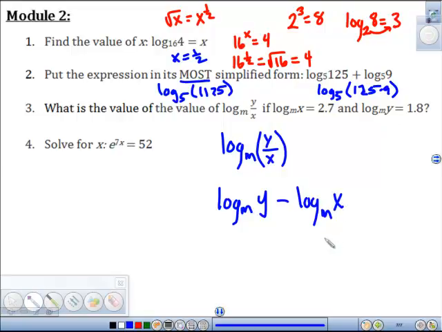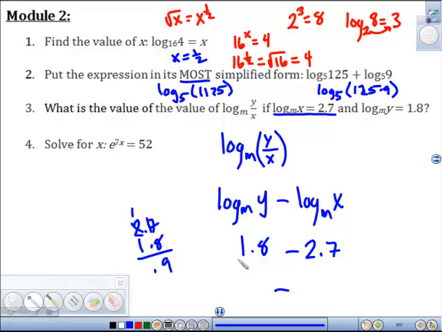base m of x. Now it tells us the value of this right here is 2.7. So this right here is 2.7, and then the y is 1.8. So this equals 1.8, and then from here we just subtract. So 1.8 minus 2.7. I know that my answer is going to be negative. So now we subtract, and that's going to be 0.9, so negative 0.9. That'd be the answer for that one.